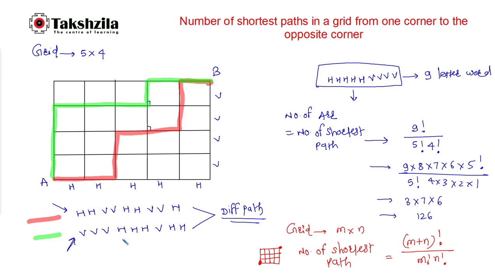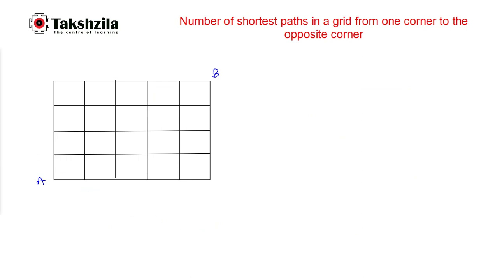This is the first method. There is a second method as well, that is manual counting. Let's have a look at it. To travel from point A to point B, let's start from point A. In how many ways can a person reach this point? There is only one way, by using the shortest path.